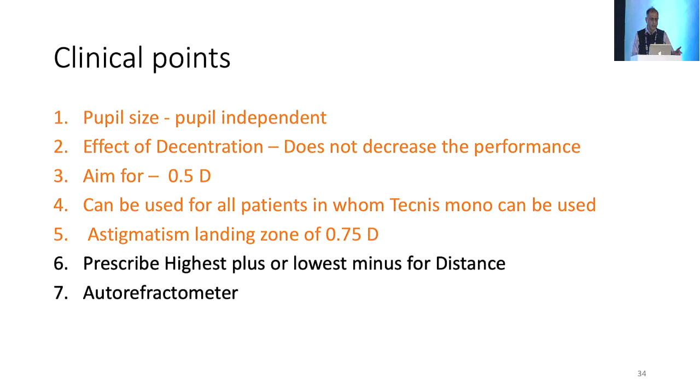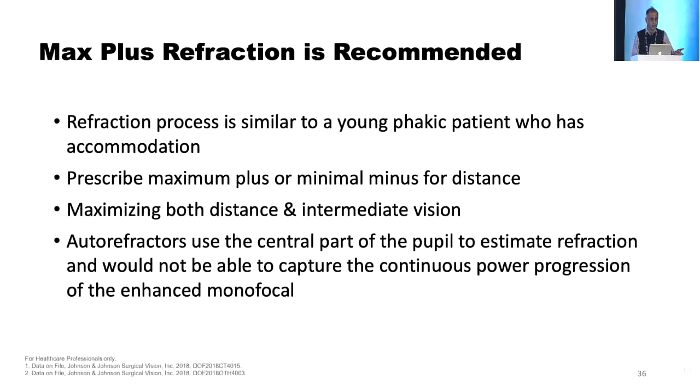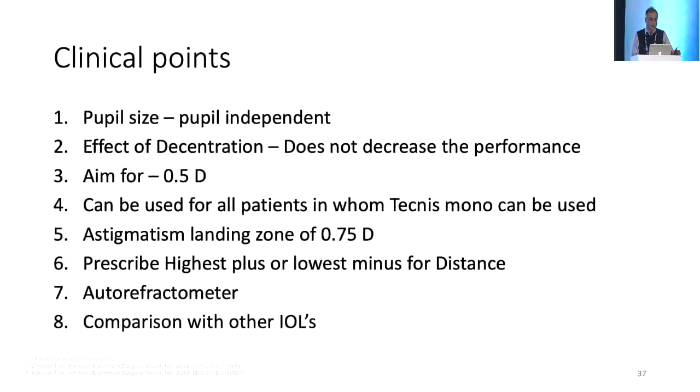You need to refract them just like you would a young phakic myope. You prescribe the maximum plus or minimum minus. This maximizes both distance and intermediate vision. And autorefractors use the central part of the pupil to estimate refraction. They would not be able to capture the continuous power progression of the enhanced monofocal.